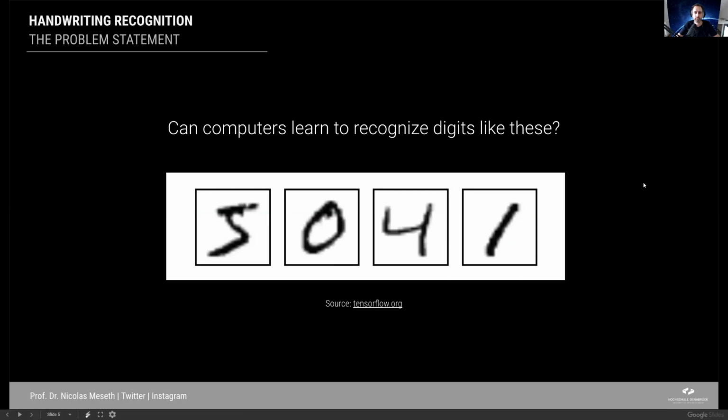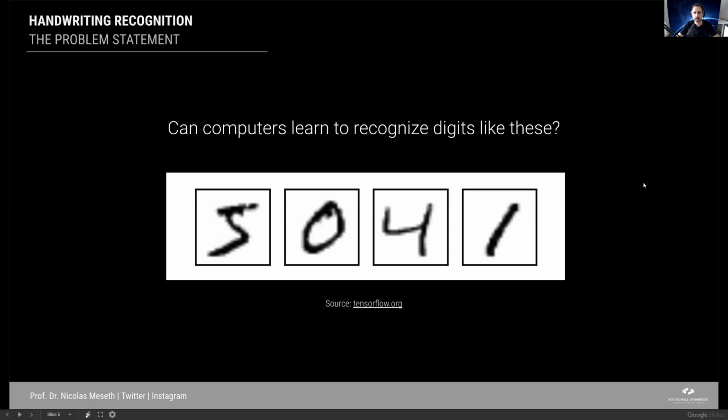So for the handwriting recognition, the question becomes, can computers learn to recognize digits like these? These are examples of handwritten digits. And again, we as humans can probably directly recognize what these digits are. It's 5041. But for computers, the problem is much harder, or it's not obvious, because they only see numbers. How can we then represent these digits as numbers?